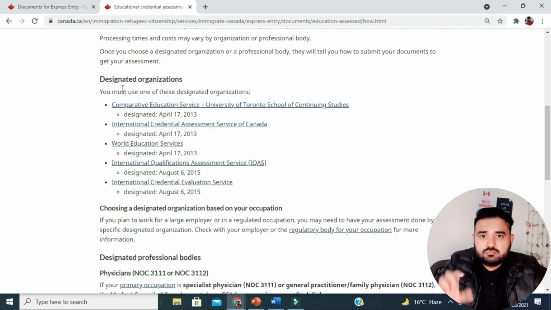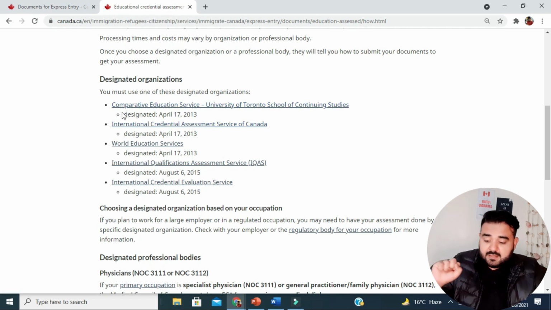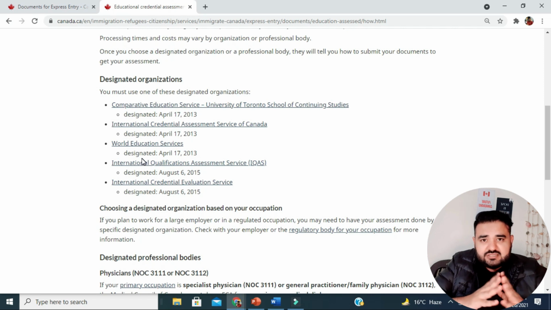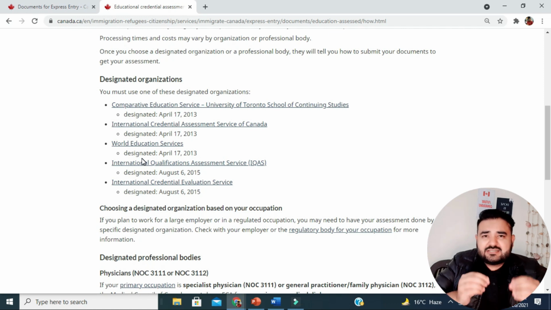Now let me give you a timeline comparison. CES, ICES, IQAS and ICAS with a C: these 4 bodies take a longer time, but they are more lenient than WES. And WES takes extremely little time, sometimes 7 days, 10 days, 20 days. Their official timeline is 35 days.